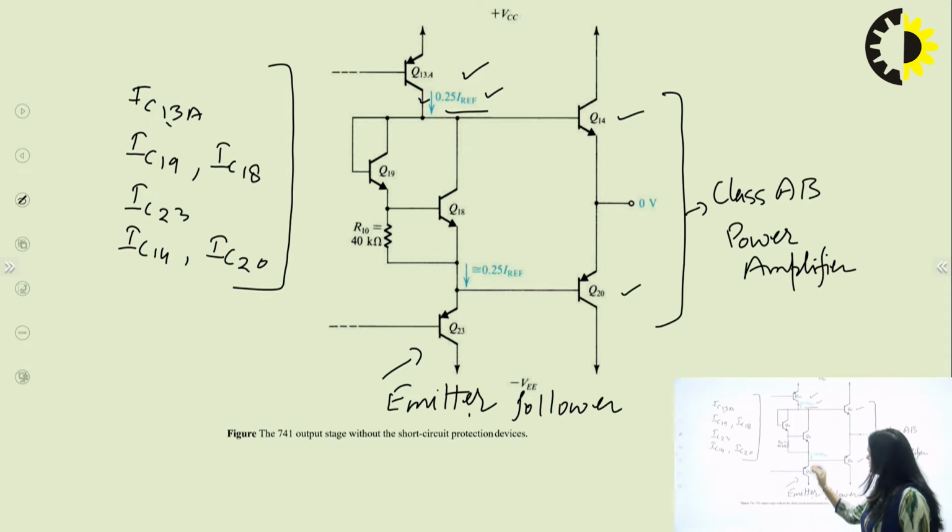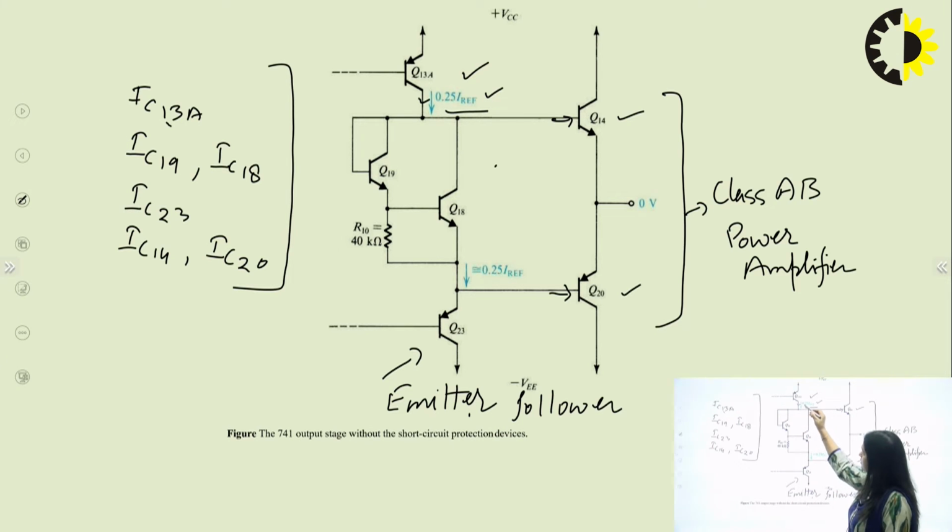Now let's see this network which has the Q18 and Q19 transistors. These two transistors are connected in series, and they are connected in between the base of Q14 and the base of Q20. This network is used to provide the double base voltage there, which means this network is used to enhance the base to base voltage of Q14 and Q20.